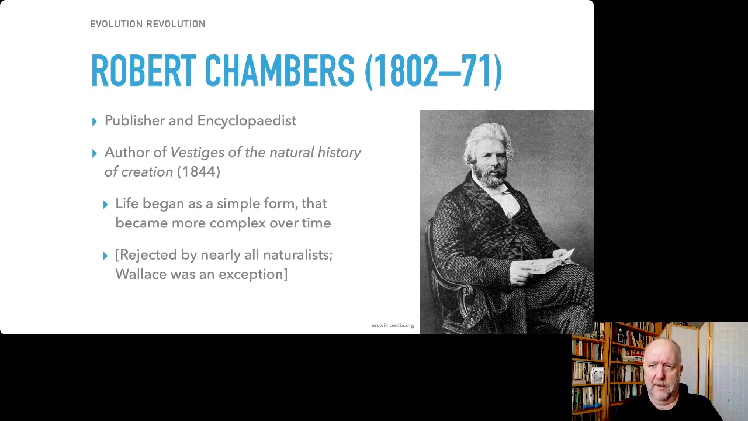And it argued that life began as a simple form, as Lamarck had, and that it became more complex over time. Now, he was not a naturalist. He did not fully understand the science he was using, and as a result, he was roundly rejected by naturalists, those who had studied it. One exception was Alfred Russel Wallace, who even once he had become an established naturalist, still thought that there was a lot to be taken from Chambers. And so let's quickly look at Alfred Russel Wallace.